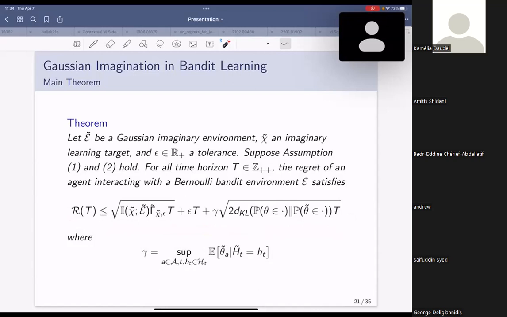So if we just look at the first two terms, it's actually the regret the agent could get if it was really playing in a Gaussian imaginary environment. And the last term comes here because of the false belief we have, because we believe we are playing by theta tilde, but we are actually playing by theta. So this is just the discrepancy between the true environment and the imaginary environment.